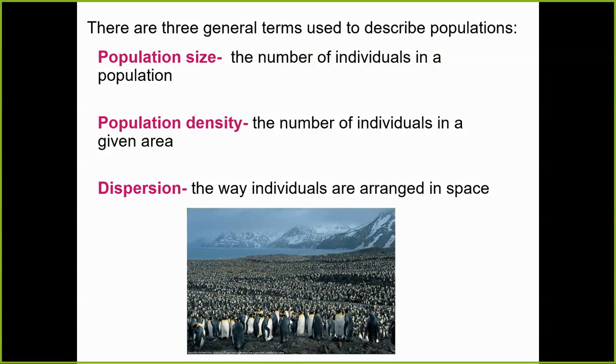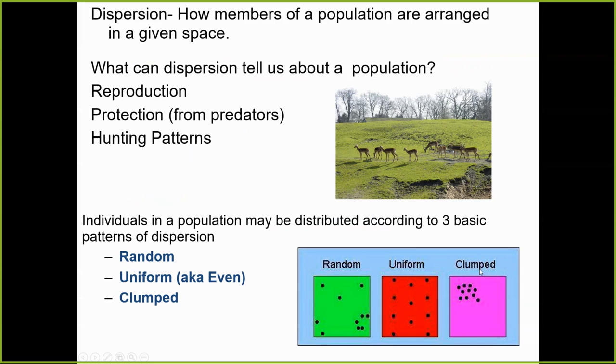Different, for example, from a Bengal tiger. Bengal tigers live by themselves, and their hunting grounds are normally several tens of square miles big. So populations of Bengal tigers have a very low density. They're not packed really close together like these penguins are. And then the other word that we use to describe populations is this idea of dispersion. Dispersion is how they are arranged in space, and we'll get into that in a minute. All right, take 1 minute, write it down, please.